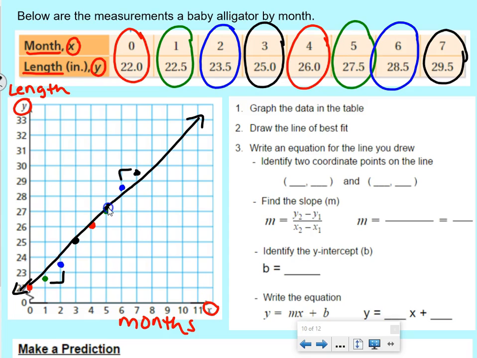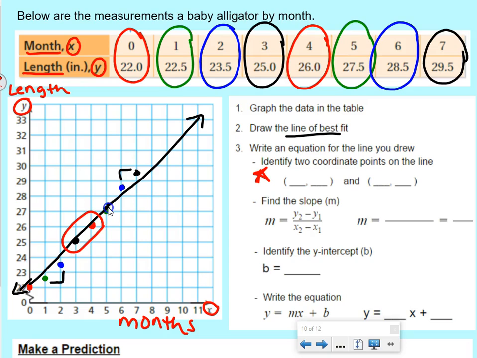So now that we have our line, that's number 2. We drew the line of best fit. It's the line that slices the data right in the middle. Now we want to write an equation of this line because we want to use it to help us answer some questions about how fast the baby alligators grow. To do so, we need to first identify 2 coordinate points on the graph. Let's use these 2 right here.